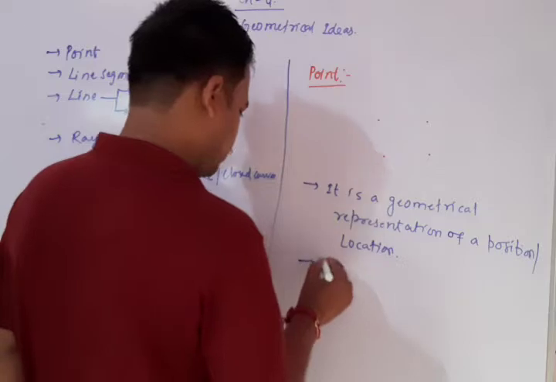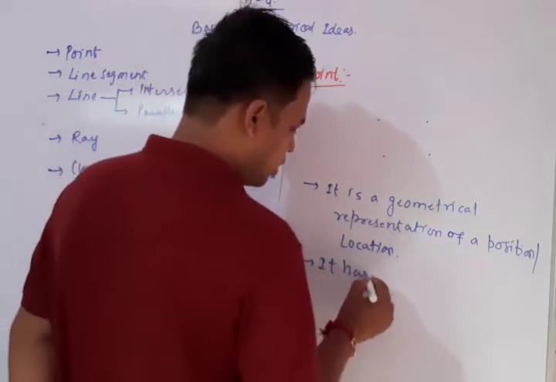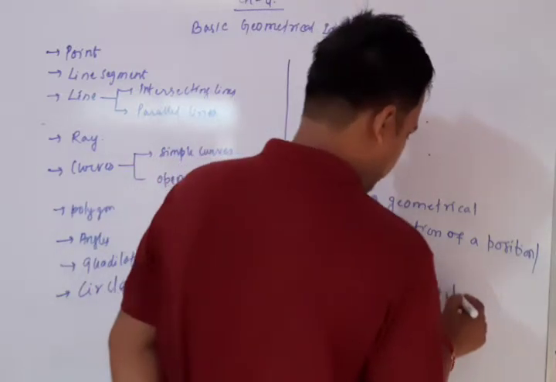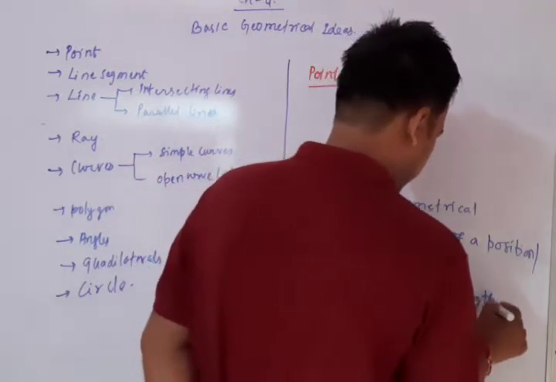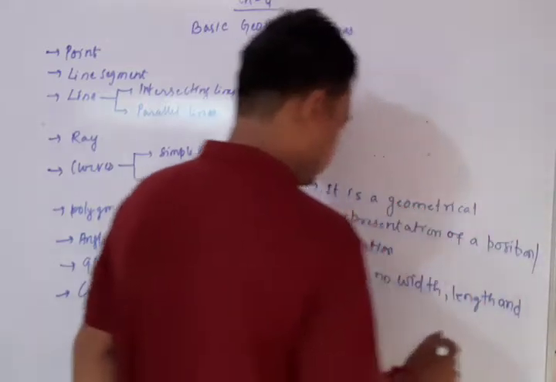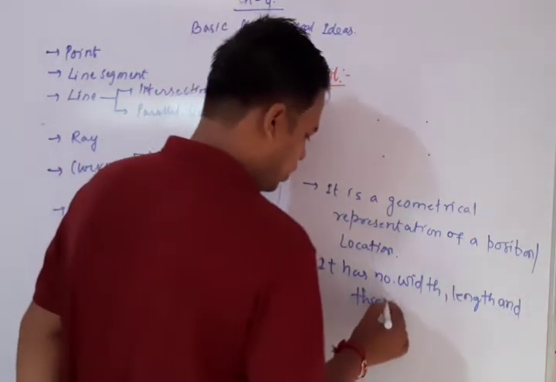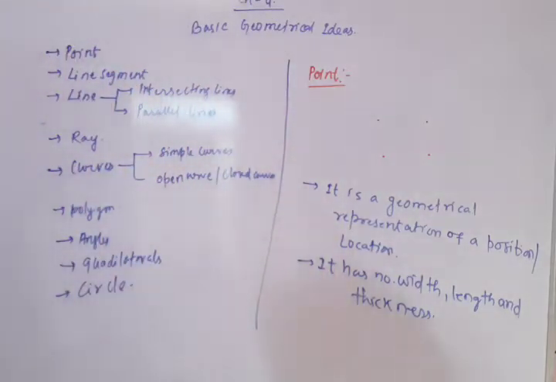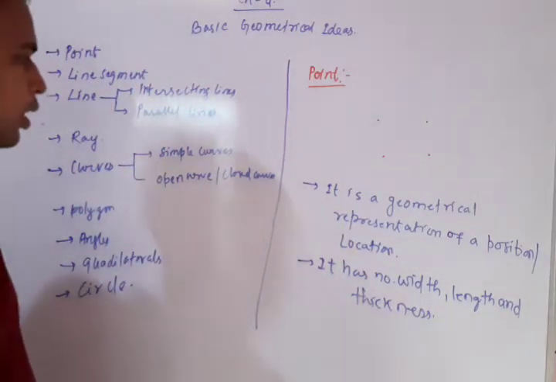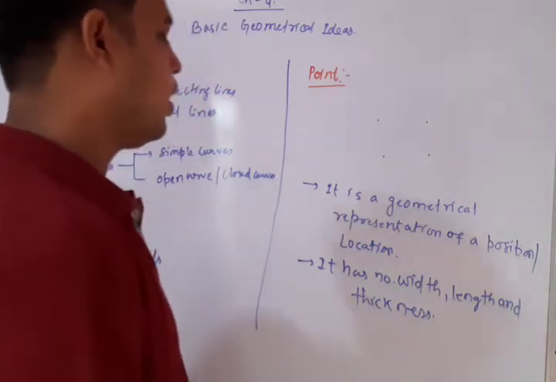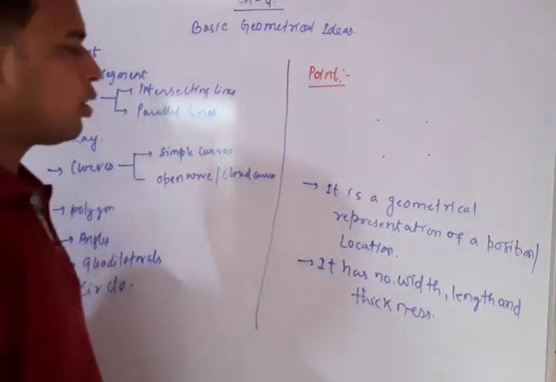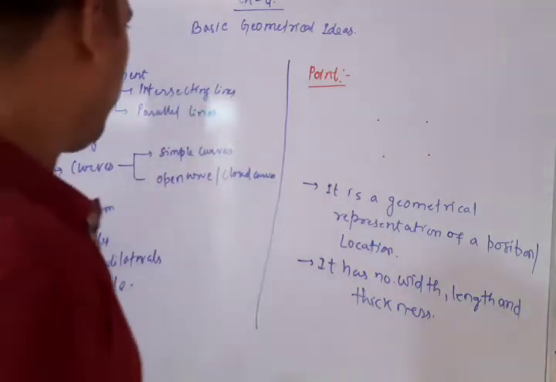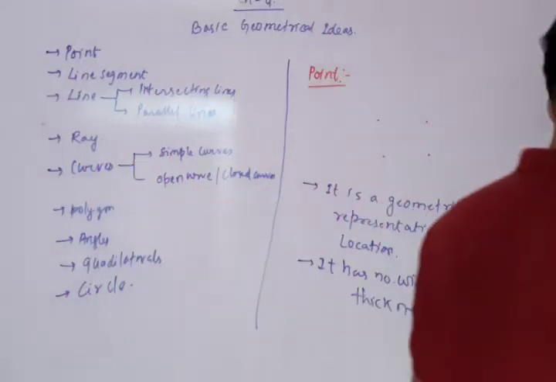It has no width, length and thickness. What? It is a geometrical representation of a position, location. It has no width, length and thickness. So this is regarding points. Now we will move to line segment.